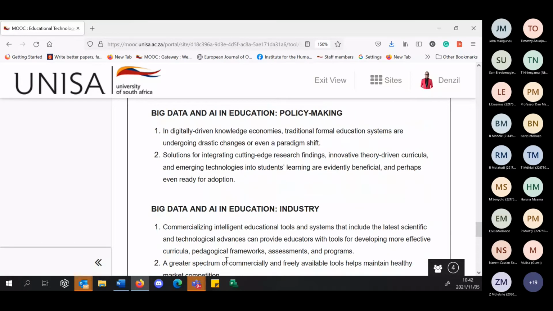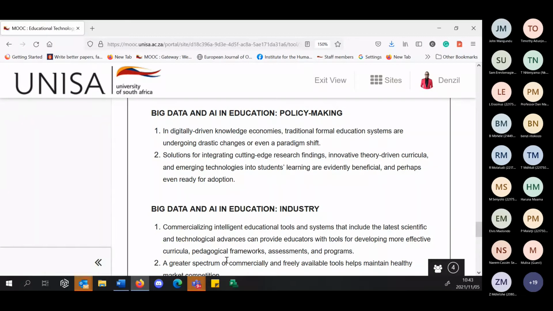In digitally driven knowledge economies, traditional formal education systems are undergoing drastic change or even what we call a paradigm shift. What does this mean for solutions for integrating cutting-edge research findings, innovative theory-driven curricula, and emerging technologies in student learning and evidently beneficial for perhaps even greater ready adoption, right? Now, remember the earlier discussion that we had, that while we were all forced to make the jump towards technology integration, our pedagogies were simply classroom pedagogies, face-to-face pedagogies adapted in an online space. But that's not teaching in an online environment. That's not integrating technology. That's not extending our learning environment. So those are kind of policies that now need to redefine, evaluate how we are actually teaching in these online spaces.